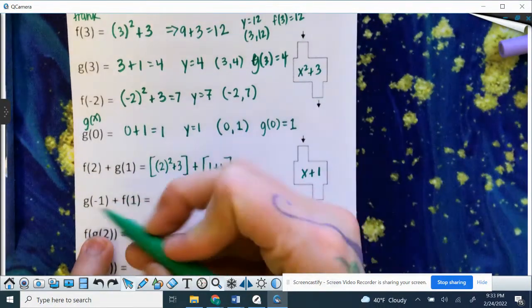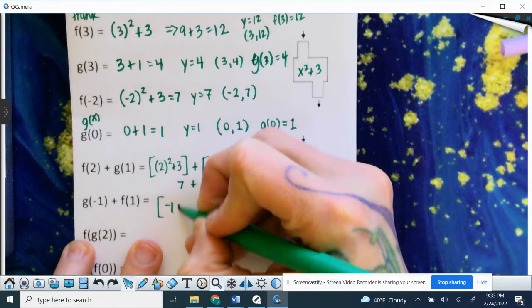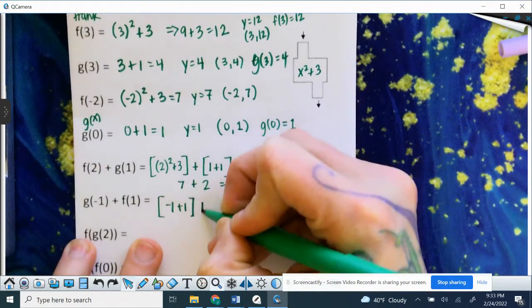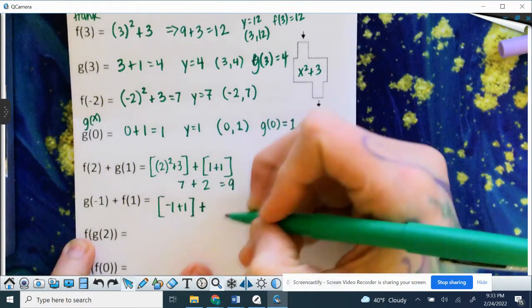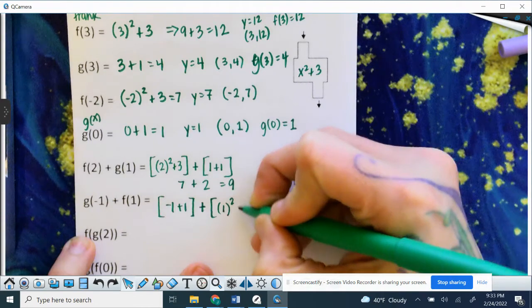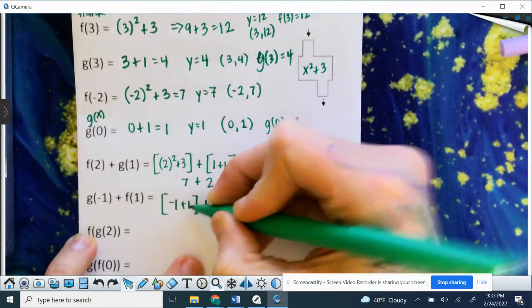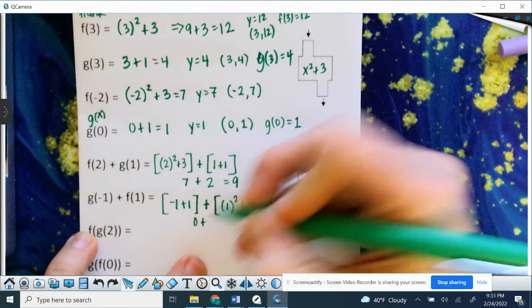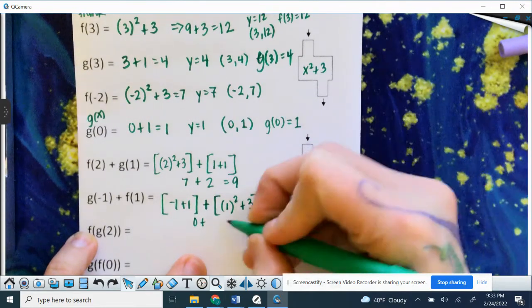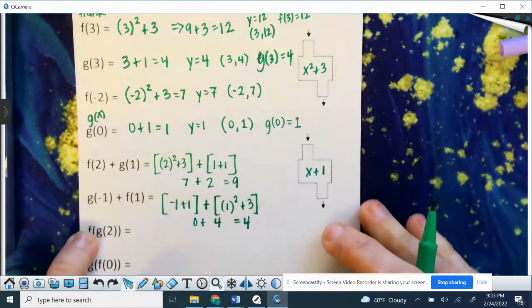And then g of negative 1. So we're going to grab Gertrude. So negative 1 plus 1. Add it to f of 1. So we're going to grab Frank. Plug in our 1 and our negative 1. So negative 1 plus 1 is 0. Plus 1 squared is 1 plus 3 is 4. So 4 when we have them added together.